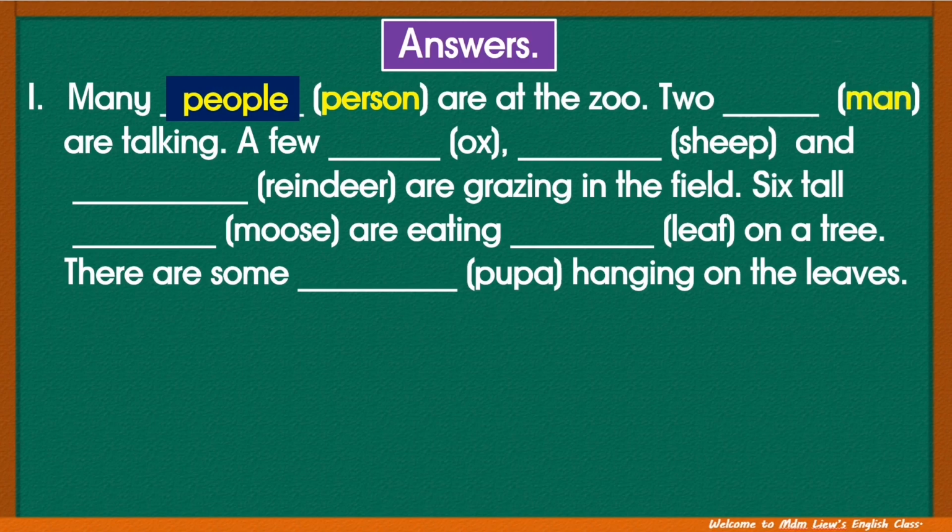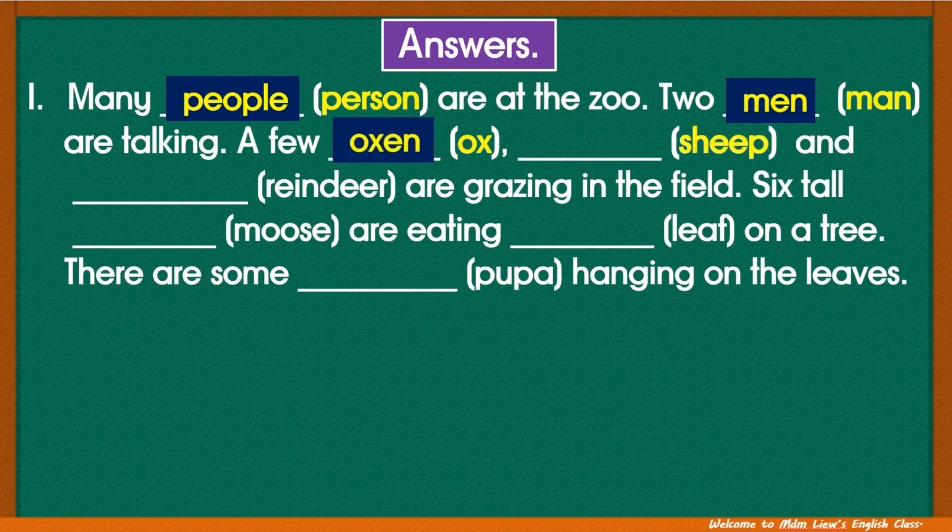2 man. The plural of man is men. Man becomes men. 2 men are talking. A few ox. The plural of ox is oxen. Ox becomes oxen. A few oxen.